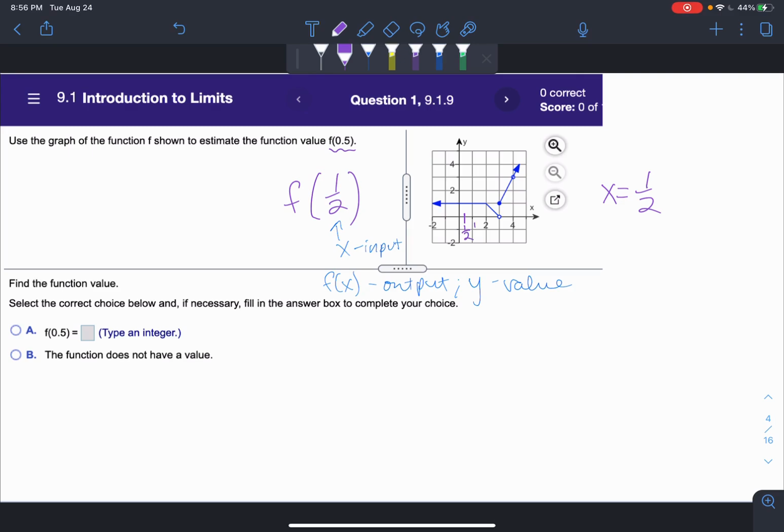And then what you want to do is either look up or down until you hit the function. So here we see the function's above, so we just want to travel upwards until we hit the function. And then I want to look over to the left and see what y value this is. So if we look on the graph, it should be 1. Okay, so our answer here, f of 0.5 is 1.